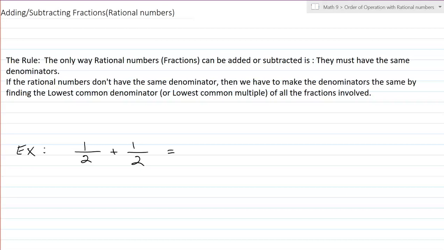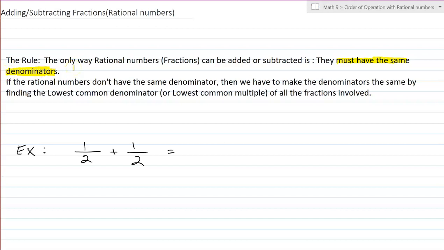Alright, hello! So today we are going to talk about adding and subtracting rational numbers, or fractions in this case. A couple of things, just a reminder that in order for you to add any two fractions or rational numbers, or 3 or 4, however many rational numbers that you have, you must have the same denominators. That's the only way you can add fractions.